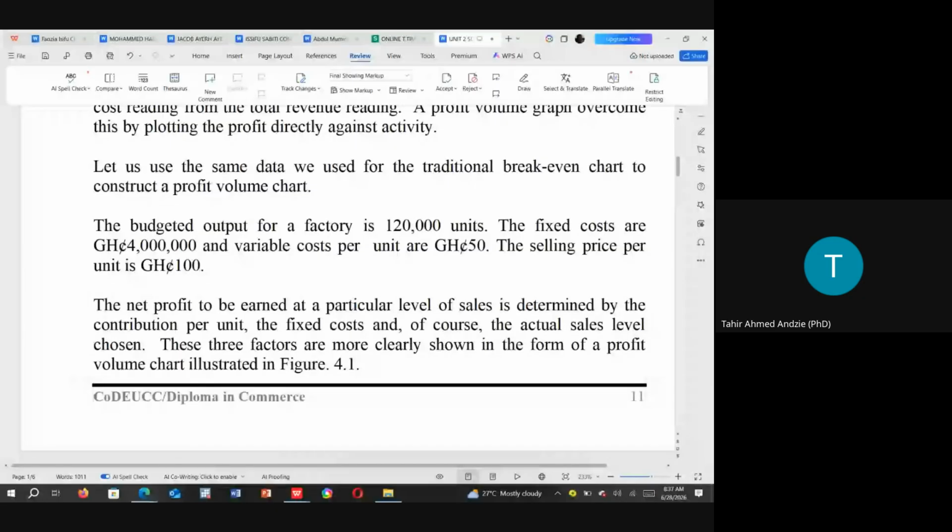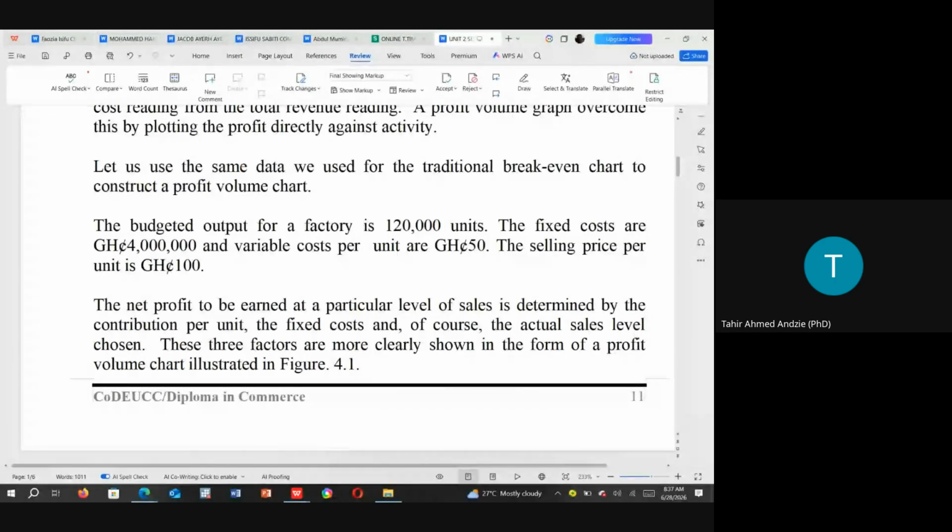So the budgeted output for a factory, let's illustrate the chart using this information. The budgeted output for a factory is 120,000 units. The fixed costs are 4 million, and the variable cost per unit is 50, right? The selling price per unit is 100.